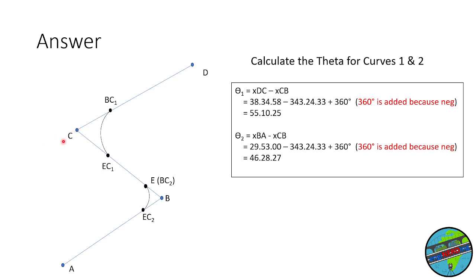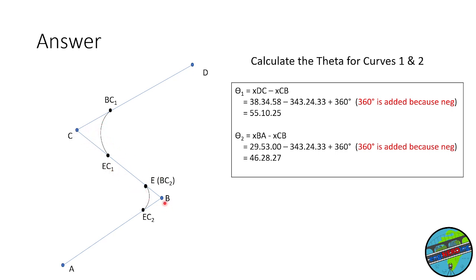Imagine this line extended here, this line over here is our theta, and that will be theta 1 for curve 1. So therefore we say the direction of D to C minus the direction of C to B, and that will give us this angle over here. Now the reason why we add 360 is because DC is smaller than CB, so it'll give us a negative answer. We cannot have a negative direction or angle, so we add 360 to it, which makes sense.